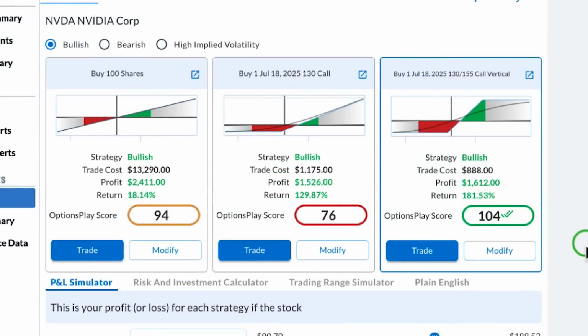Yeah, so if you look at the axis on this P&L chart, the x-axis is basically determining whether the stock moves lower or higher.